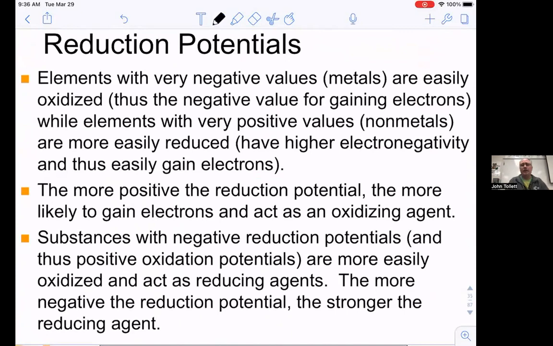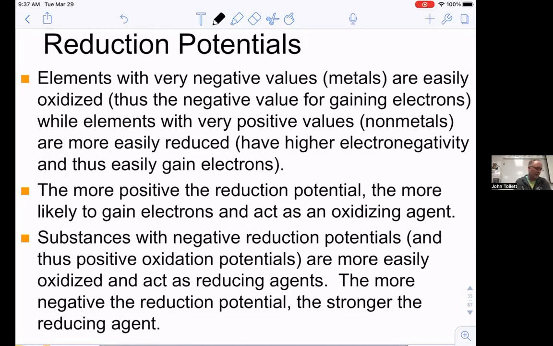So elements, like I said earlier, with very negative values are more easily oxidized. Usually, it could be that you have two that are both negative, and one of them would be switched to positive to give you a positive value. Ones with very positive values, which are typically nonmetals, but not always, will have higher reduction potentials, or more positive values. They are more easily reduced, and those that are negative are going to be more easily oxidized. The most positive reduction potential is going to be the oxidizing agent, and the one with the most negative is going to be your reducing agent. The more negative the reduction potential, the more easily it's oxidized, or what we call the stronger the reducing agent.